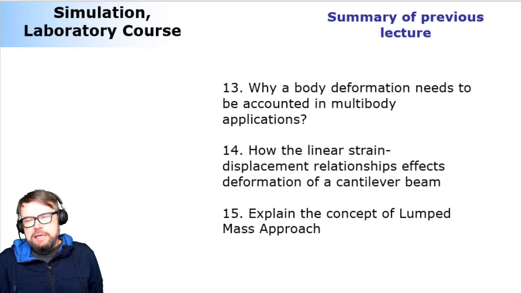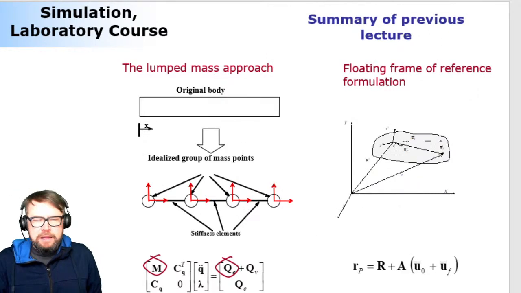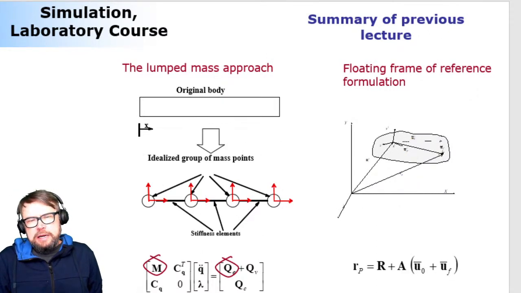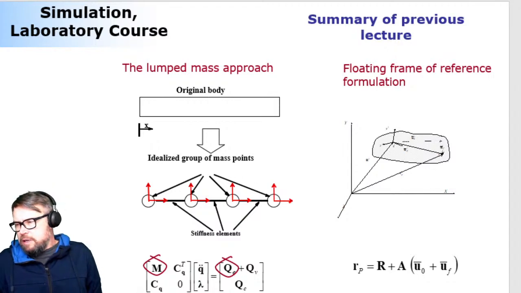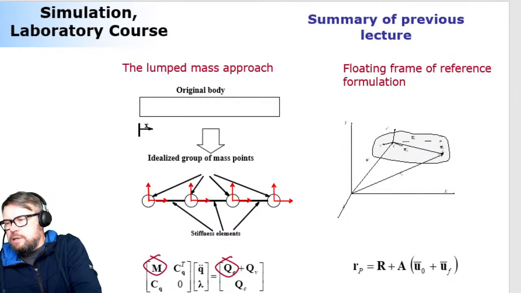Question number 15, explain the concept of the lumped mass approach. That's the one where you are replacing your one rigid body by a number of rigid bodies. And you will introduce spring elements between these neighboring bodies. And the spring elements make the structure system behave like a flexible structure.